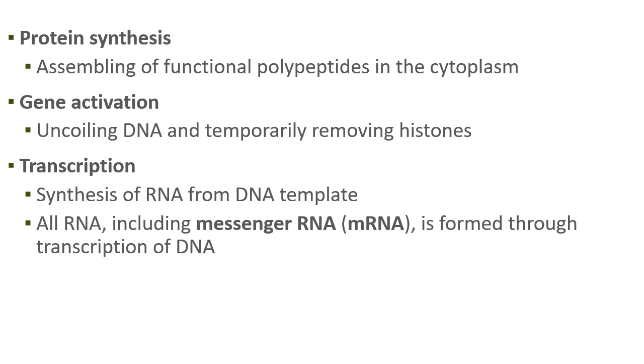Protein synthesis is the assembling of functional polypeptides in the cytoplasm. It involves gene activation, the uncoiling of DNA and temporarily removing histones from it, and then transcription. Transcription is the synthesis of RNA from a DNA template. And all RNA, including messenger RNA, is formed through transcription of DNA. So the first step in protein synthesis really is activating the gene and then transcribing the gene onto a template called messenger RNA.